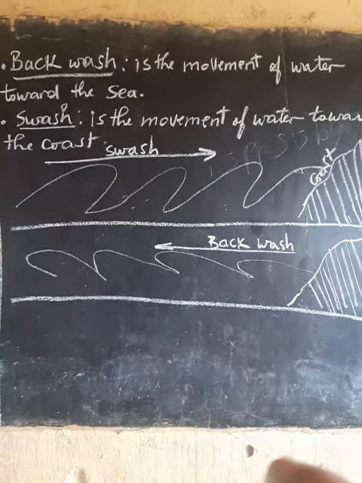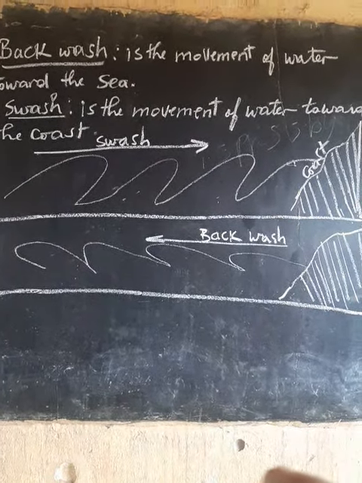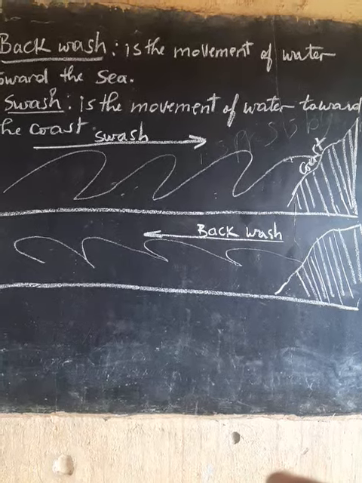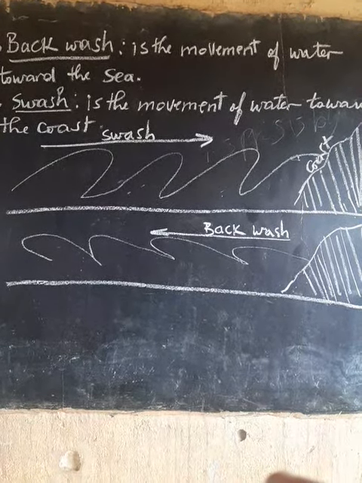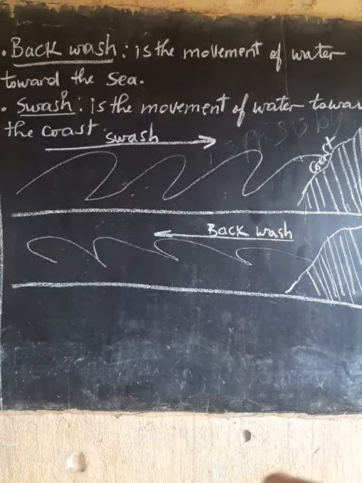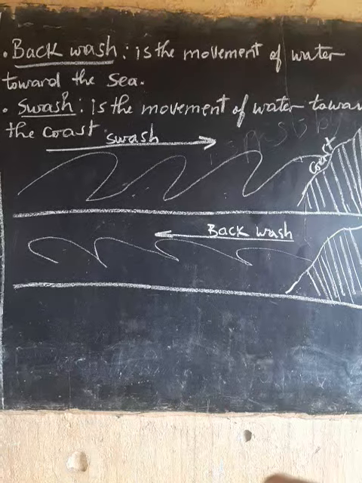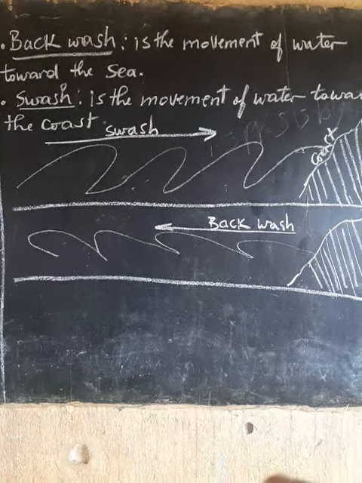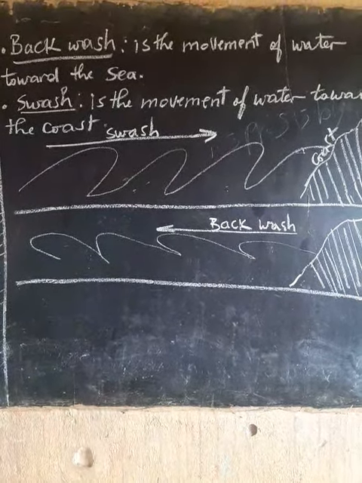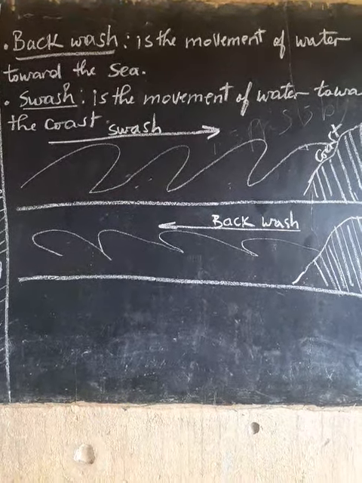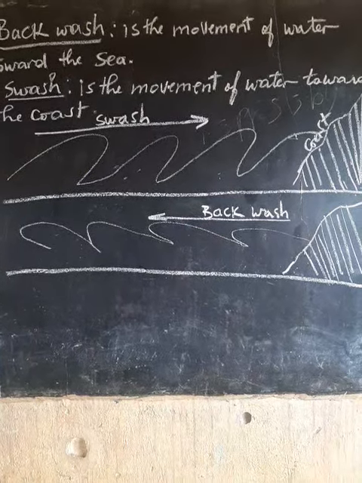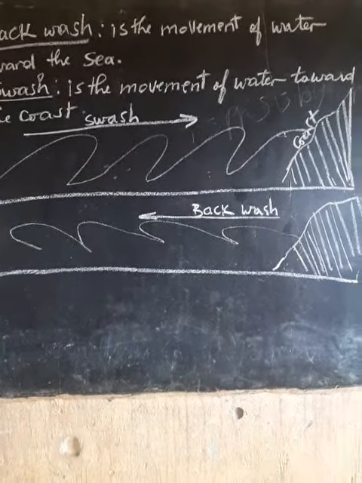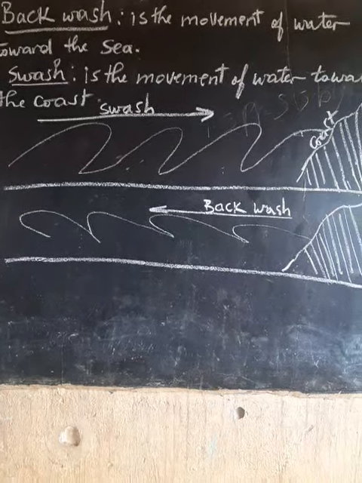Another definition of term is a backwash. A backwash is a movement of water toward the sea. So when the water reaches the coast and moves backwards, it is referred to as a backwash. Then you go to the swash. A swash is the movement of water toward the coast. So when a wave is moving toward the coast, that is referred to as a swash. But when the water reaches the coast and moves backwards, it is a backwash.